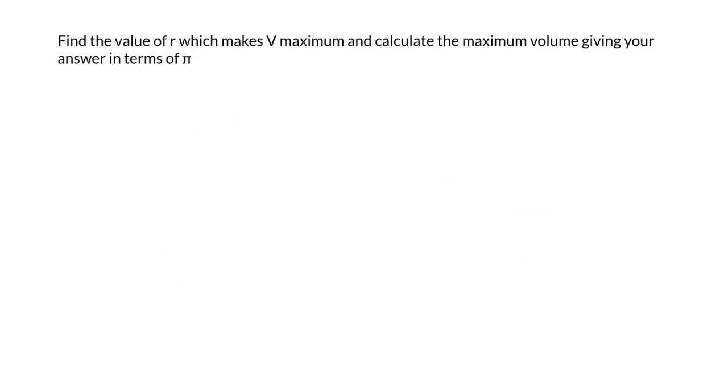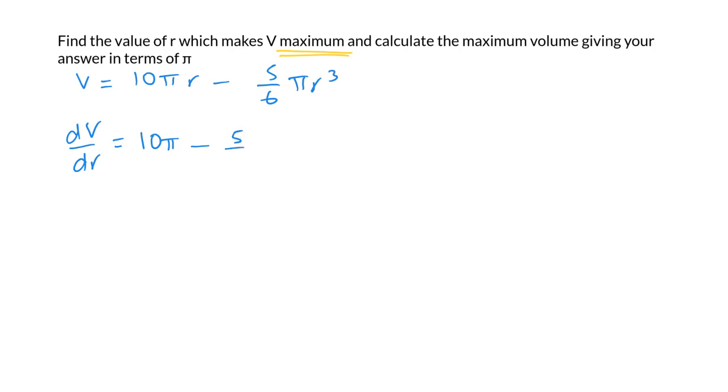The second part of the question, then: find the value of r which makes V maximum, and calculate the maximum volume, giving your answer in terms of pi. Again, there's your key word maximum, so you know it's got something to do with differentiation. So V was 10 pi r minus 5/6 pi r cubed. So we're going to differentiate V with respect to r. So remember, pi is just a number. So 10 pi r, when we differentiate, we just get 10 pi. Minus 3 times 5 over 6 is 5 over 2 pi r squared.